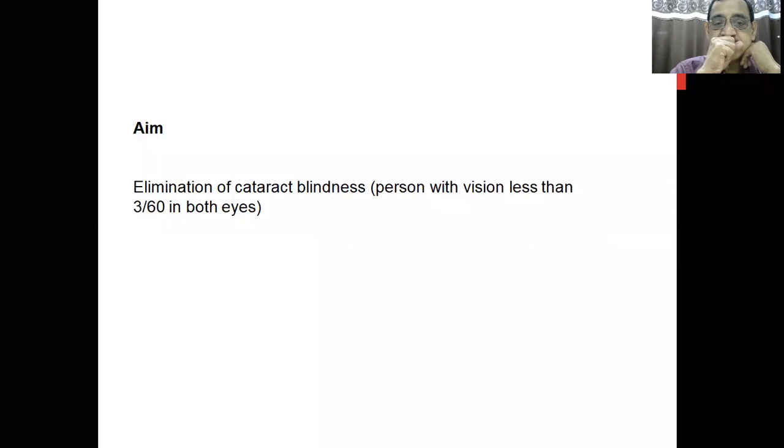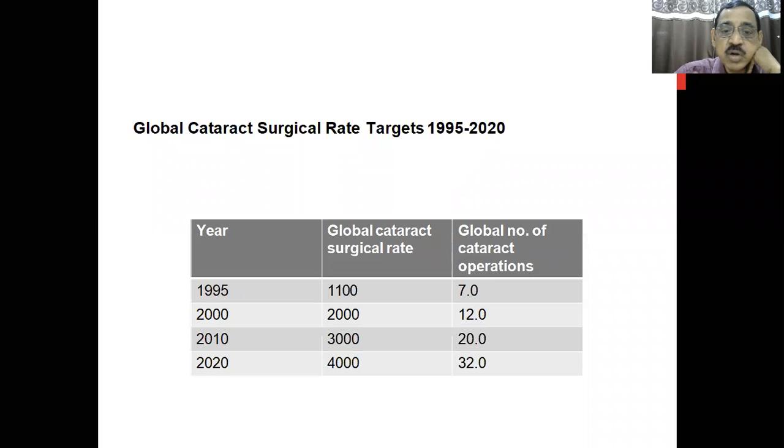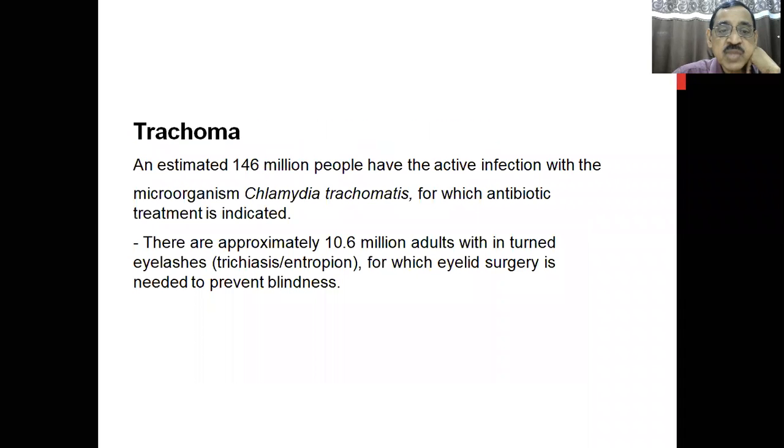So the aim is the elimination of cataract blindness. A person with vision less than 3/60 previously, now it is actually 6/60, in both the eyes or in either eye. Okay. So there are certain targets promulgated by the government. So these are the targets, and the global cataract surgical rate targets 1995 to 2020. These are the things. And next we have trachoma.